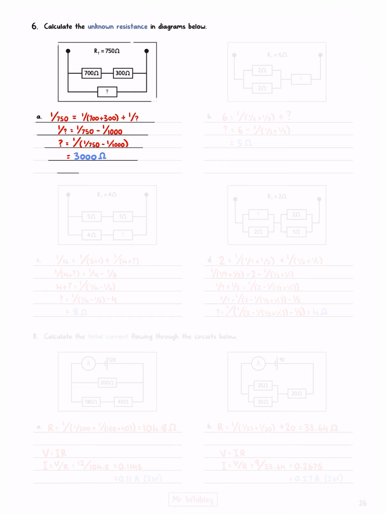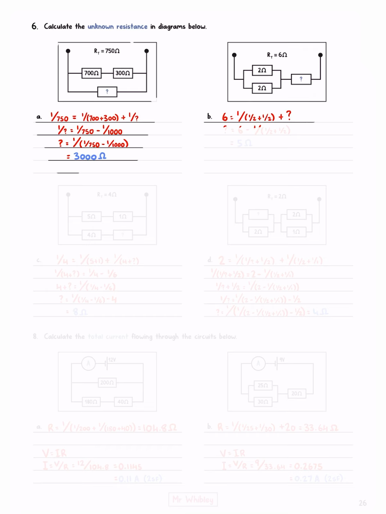In our next circuit, we have a total resistance of 6, and we have two 2 ohm resistors in parallel, which are in series with our unknown resistance. So we have two structures in series, and so our resistances add. So our 6 ohms, our total resistance, is the sum of the resistance of our parallel branch, which is 1 over 1 over 2 plus 1 over 2, plus our unknown resistance. Rearranging that for our unknown resistance by subtracting our 1 over 1 over 2 plus 1 over 2 from both sides, which gives me 5 ohms.